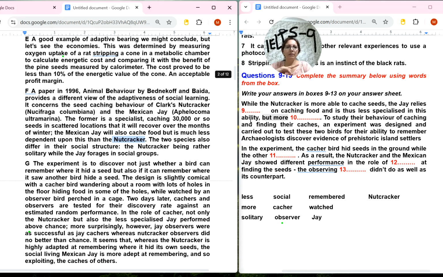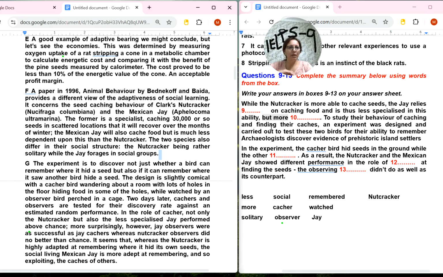Nutcracker, I think. Then the comparison is there, but more nutcracker. Or what can become less social? Okay, so we can just leave it. The two species also differ in their social structure, the nutcracker being rather solitary while Jay forages in social groups.